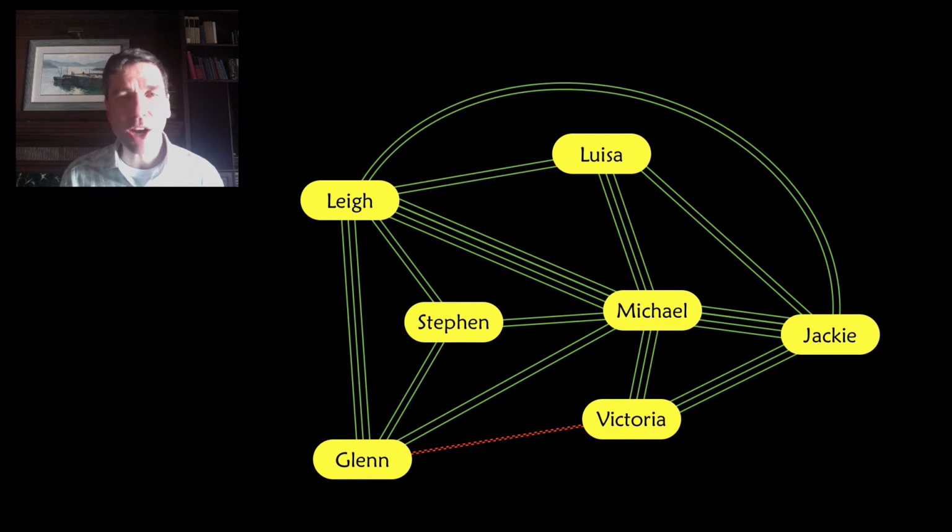And now we run into a problem. Luisa and Victoria, are they friends? Yes, they are. They share two letters in common. They share an I and they share an A. So we have to link them up. But how can we do that? The only way to do it is to overlap another line, and that is not acceptable.